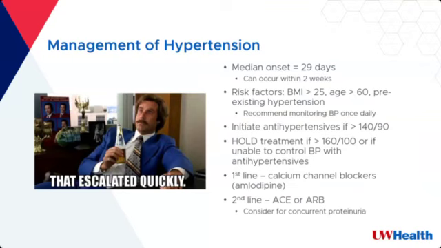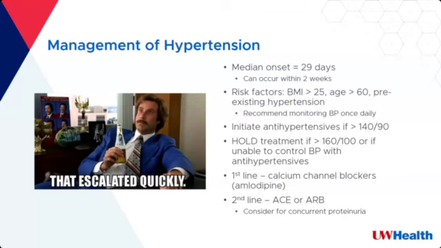So how do we manage VEGF inhibitor hypertension? This can happen relatively quickly. We can see this within the first 2 weeks of treatment with a median onset of about a month. There are a few risk factors for this, and this is seen in a lot of our patients. So BMI over 25, age over 60, of course, pre-existing hypertension as well.